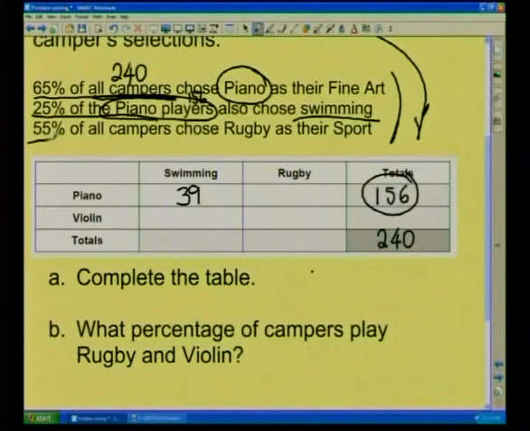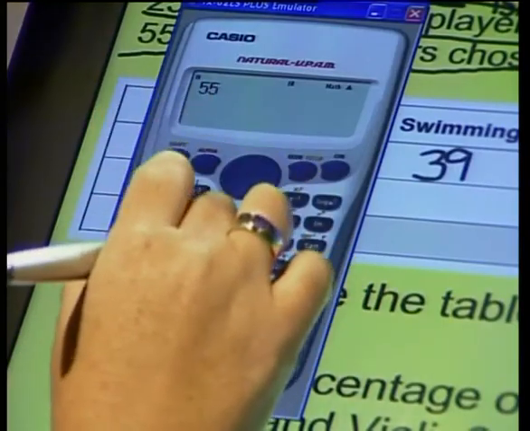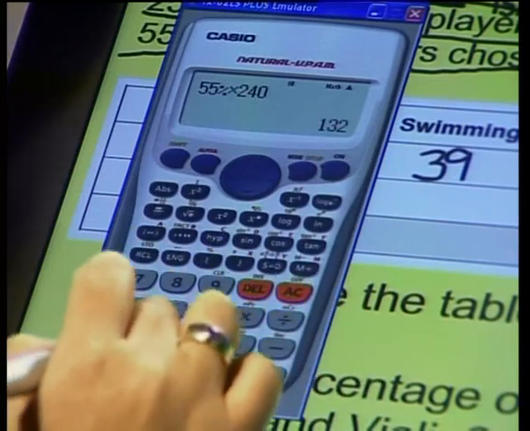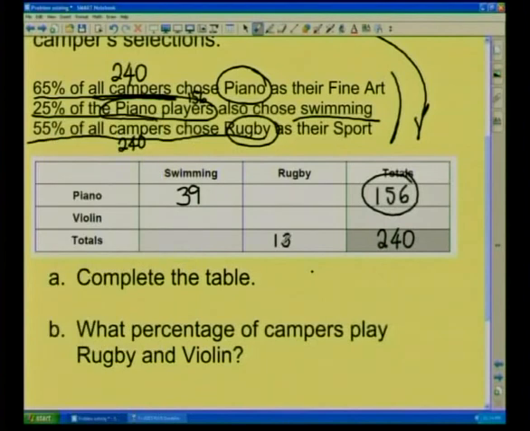Then it says 55% of all campers chose rugby as their sport. And again, all campers was your 240 people. So 55% of 240 is 132. So my total of my rugby column has to be 132. So we've filled in all of this information now. We now need to use subtraction to actually work out the missing pieces of information.